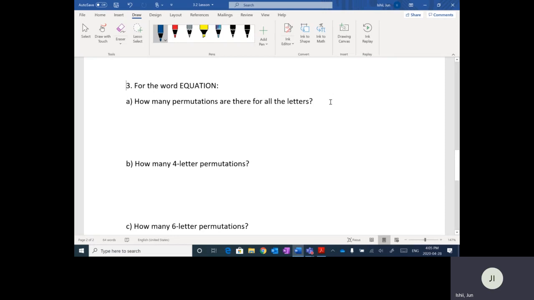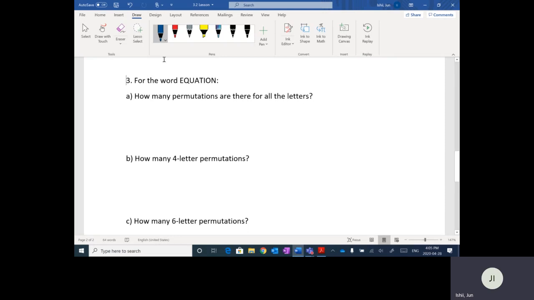Example. Okay. So let's say for the word equation, we want to know how many permutations there are for all the letters. So if we were to use all the letters, how many permutations would there be? In this case, the first thing we want to do is figure out how many letters there are in the word equation. So there's 3, 4, 5, 6, 7, 8. There's 8 letters, and we are going to use all 8 of them. So n pick r in this case would be 8 pick 8.